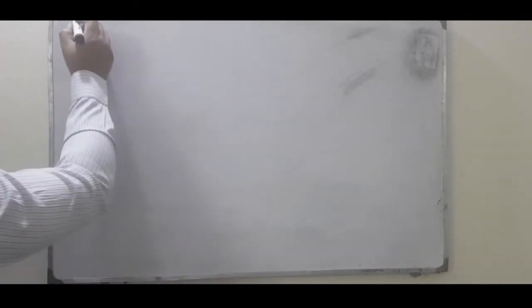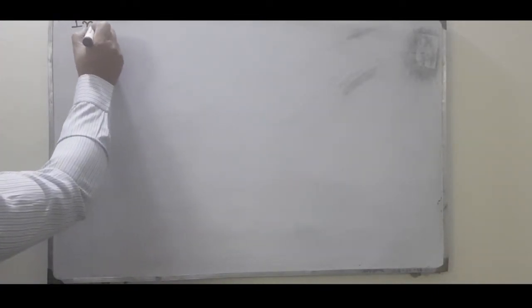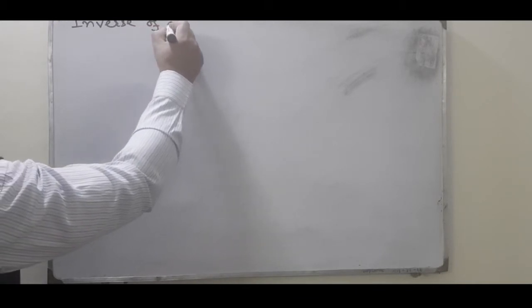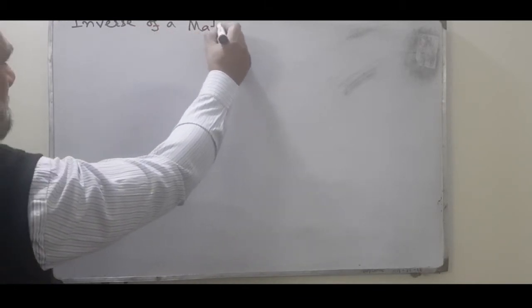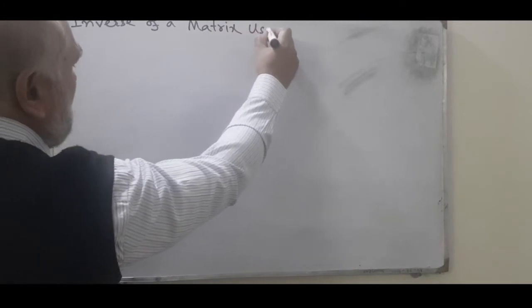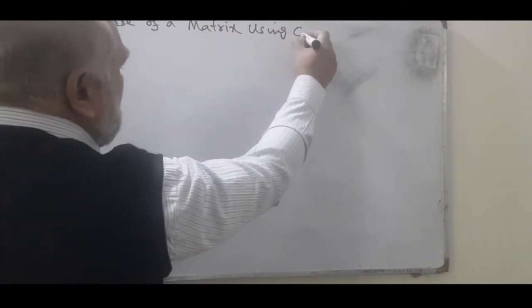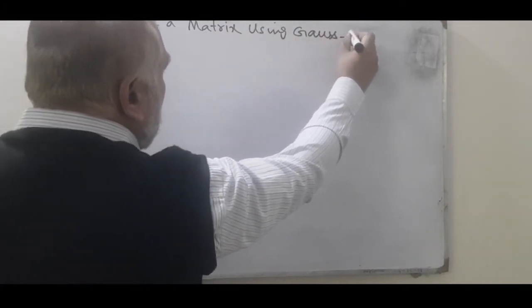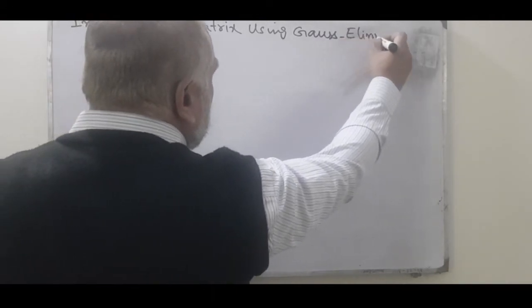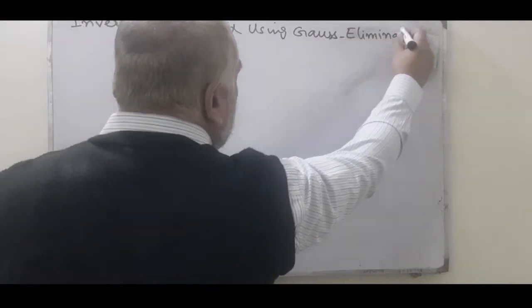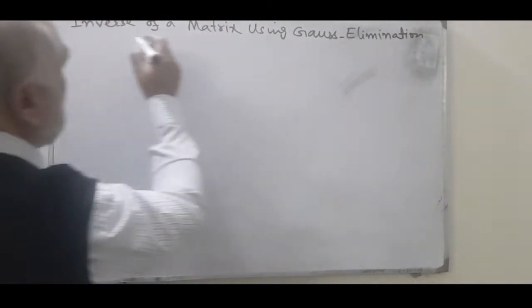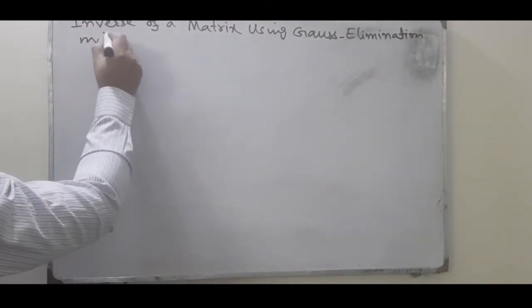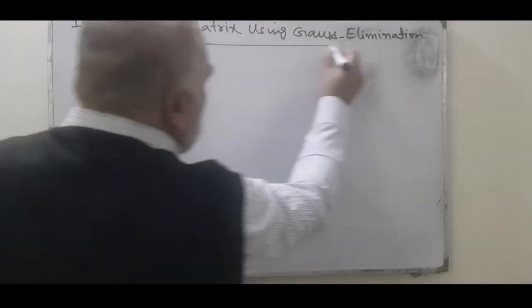The title of the method is: inverse of a matrix using Gauss elimination method. Okay, so this is the title.